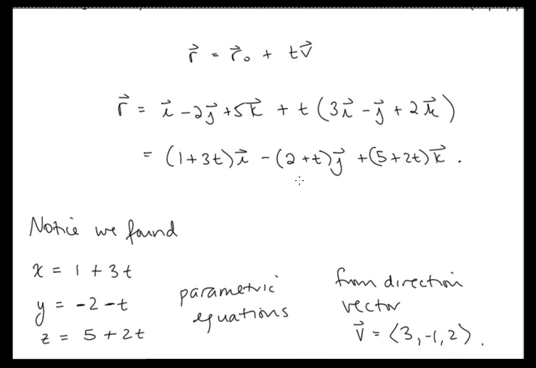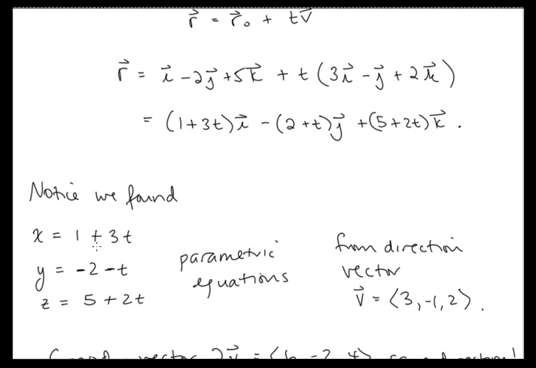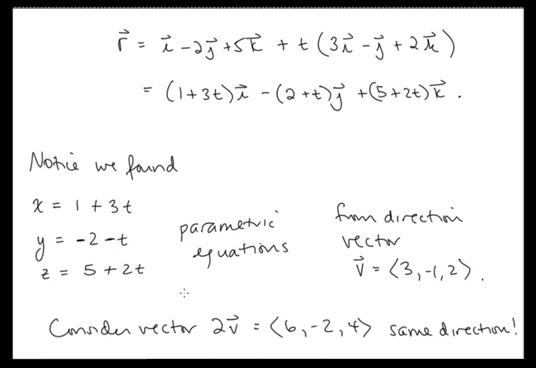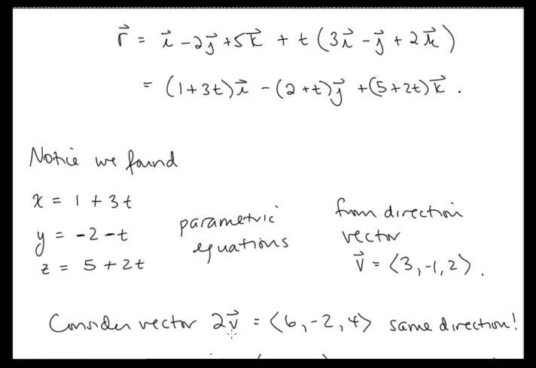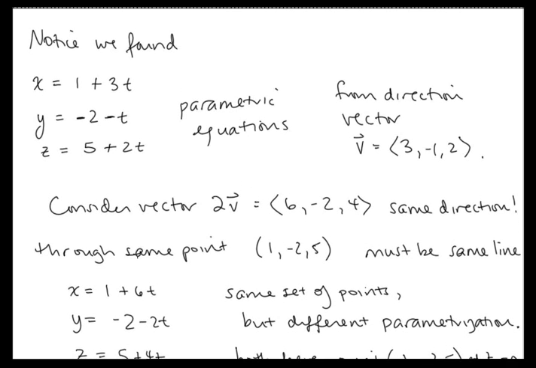Now going back to the parametric equations, we found the parametric equations for this line, x equals 1 plus 3t, y equals -2 minus t, and z equals 5 plus 2t, by using the direction vector (3, -1, 2). And we can read that right off of our equations here, 3, -1, 2. Those are the coefficients of t in the parametric equations. But consider the vector 2v. 2v is (6, -2, 4). They're in the same direction. So we should be able to use (6, -2, 4) in our parametric equations and get the same line.